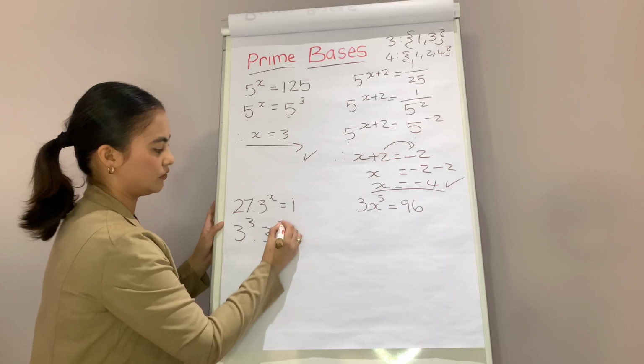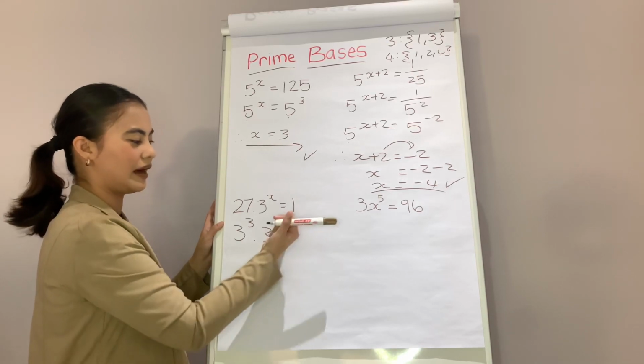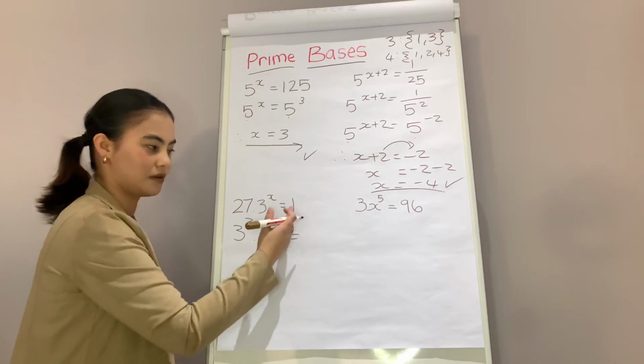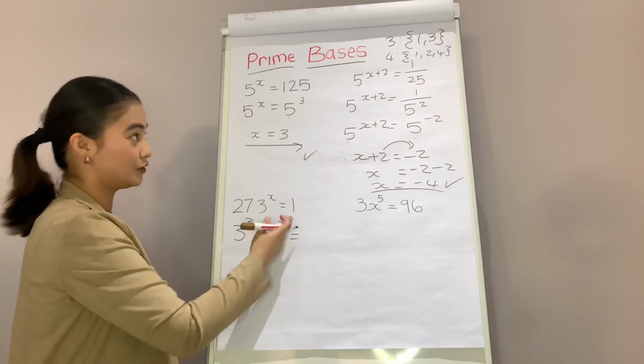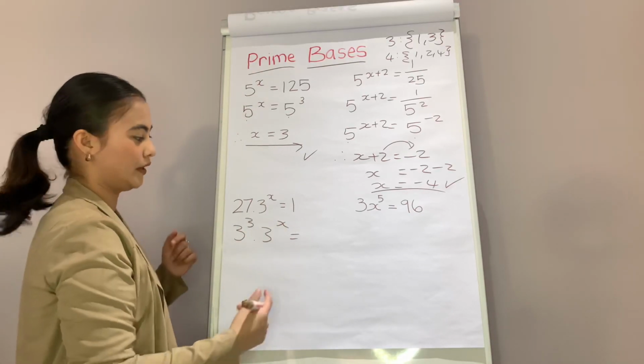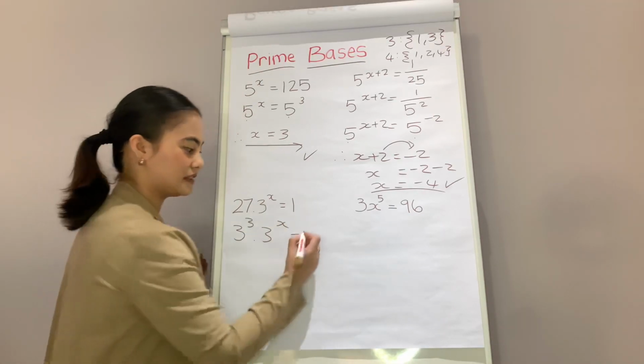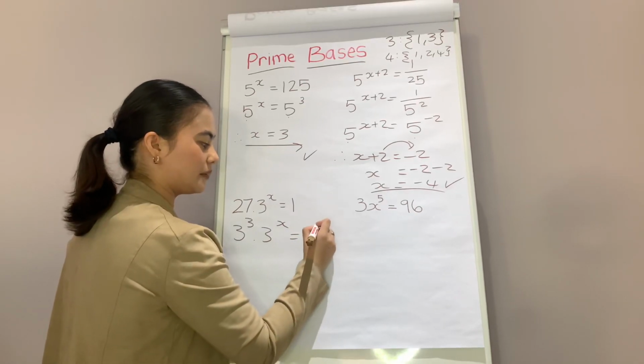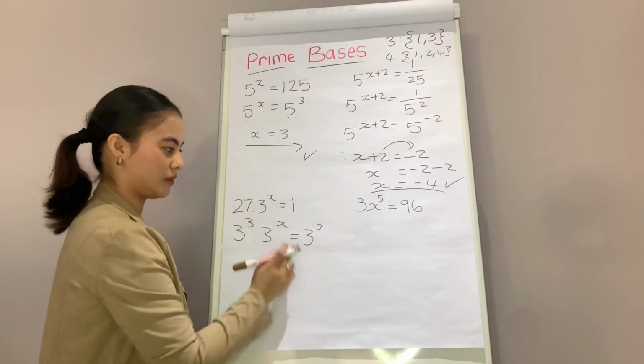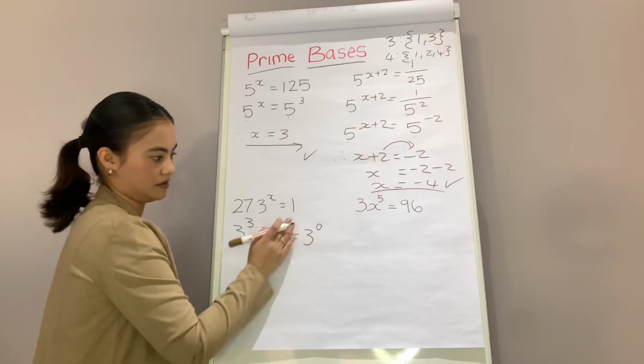Here we've got the 3 to the x. Now how could we possibly express 1 as base 3? Because 1 isn't a prime number. Well, this is law 5 of exponents. 3 to the power of 0 is 1. Remember, anything to the power of 0 is 1.